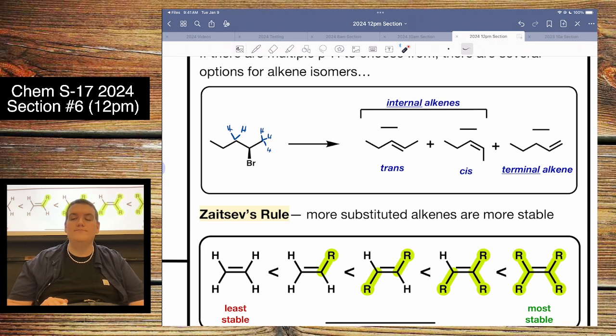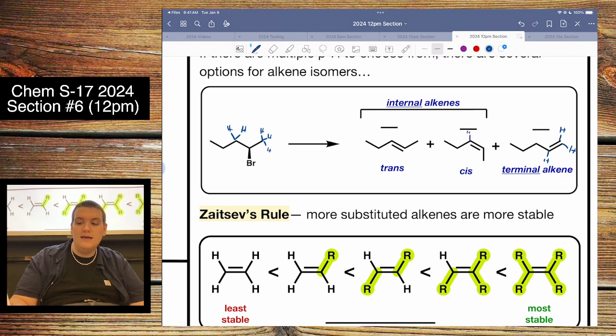Internal or terminal, which is going to have more hydrogens? The terminal. Because if it's on the end, then it's going to have at least 2, and this one has a 3rd. Versus if we look at these internal ones, these only have 2 hydrogens on the alkene. So, which of these is going to be more stable, the internal or the terminal? The internal, and that's just based on Zaitsev's rule. So the 2 hydrogens are here, the 3 hydrogens are here.